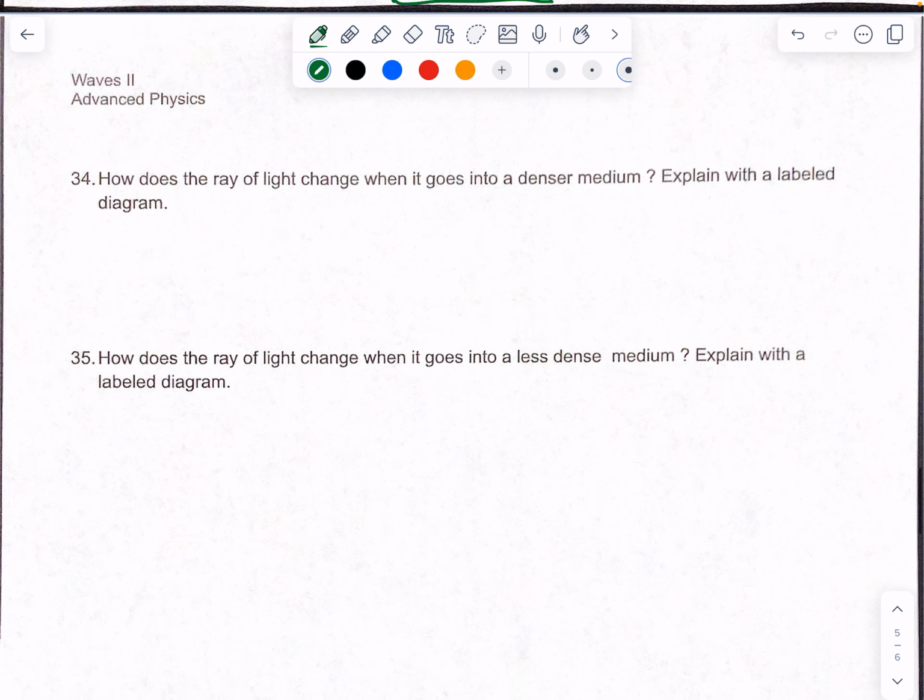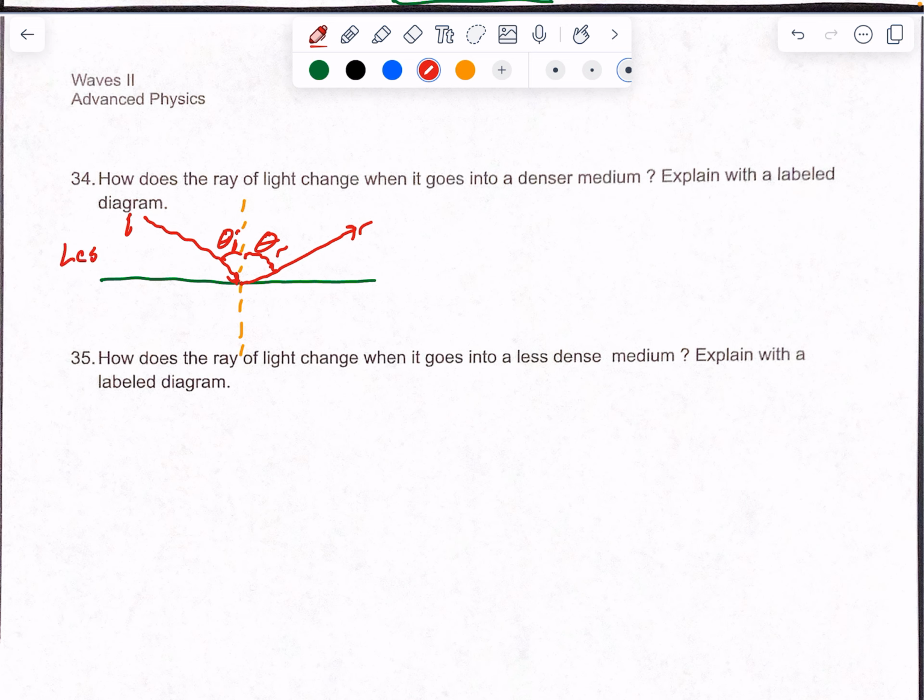34. How does a ray of light change when it goes into a denser medium? If I draw my barrier there, and let's draw my normal line. This is my incident ray coming in, and here's my incident angle. You're going to have some that reflects off, and even though it doesn't look like it, these two angles are the same. That's your reflected ray. And we're going from less dense to more.